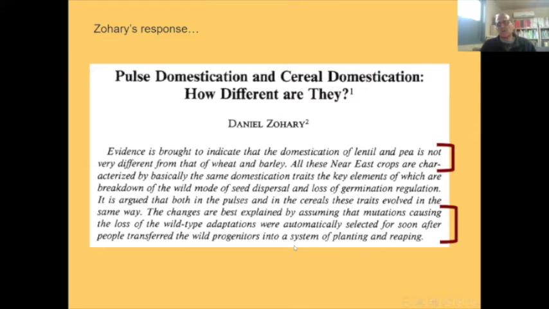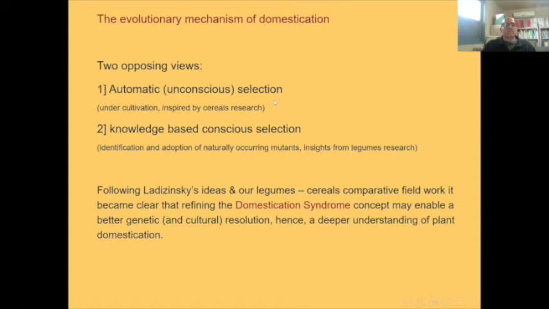And in this sense, he insisted that pod shattering is basically, biologically, a parallel to the spike disarticulation, but he insisted that this is not the major domestication trait in grain legumes. So basically, this is one of the dichotomies that Avi Gopher mentioned earlier: whether plants were domesticated by automatic, unconscious selection under cultivation, or was it a knowledge-based selection of specific mutants, specific traits that were selected from the wild and harnessed for food production?